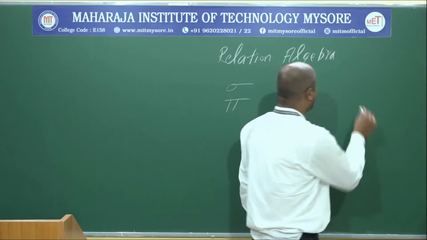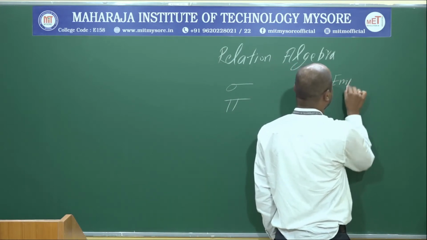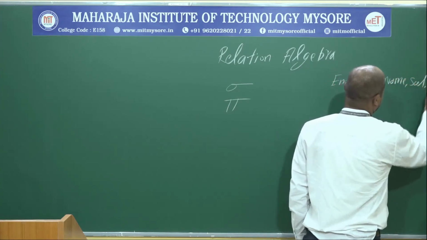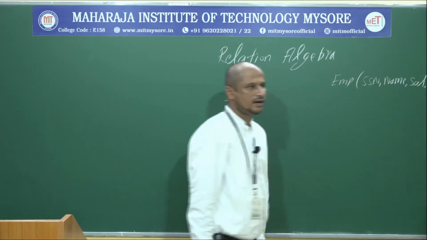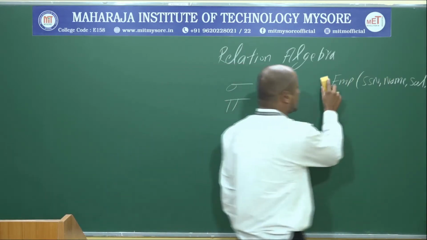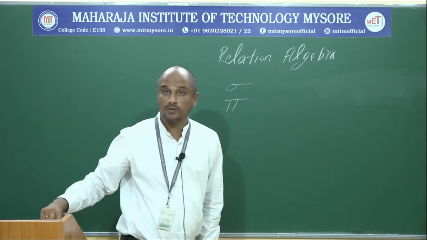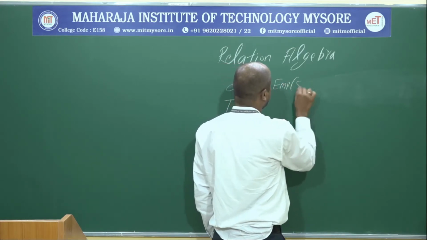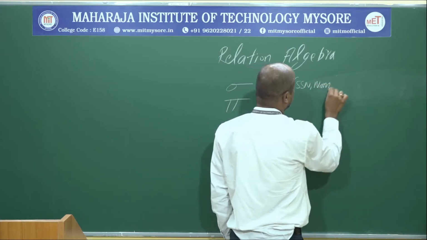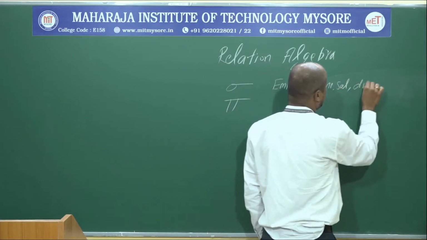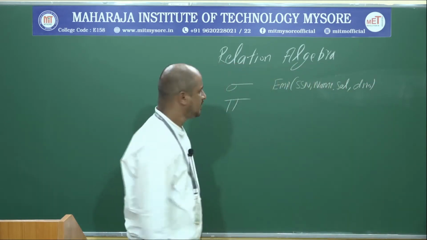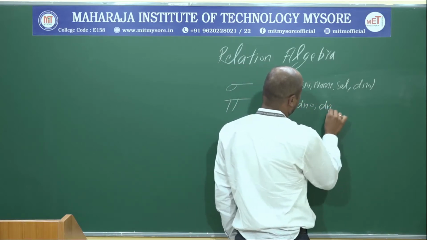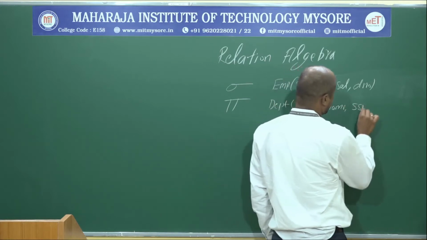For this we require a company database table, that is employee with SSN, name, salary and D number. All of this is required as part of the tables needed to do these operations. So write employee: SSN, name, salary and D number, right? Then we have department with D number, D name and so on.